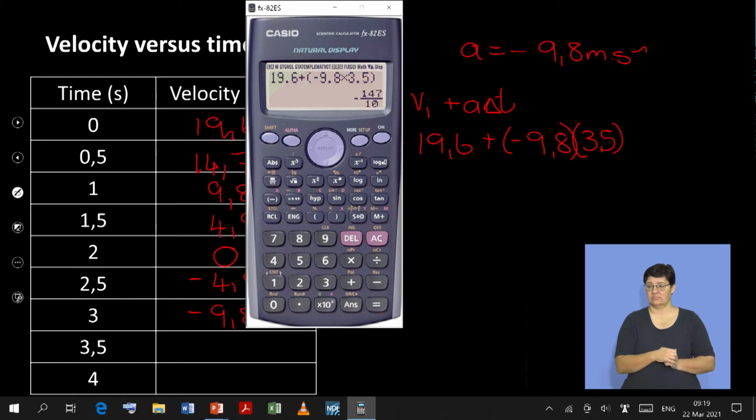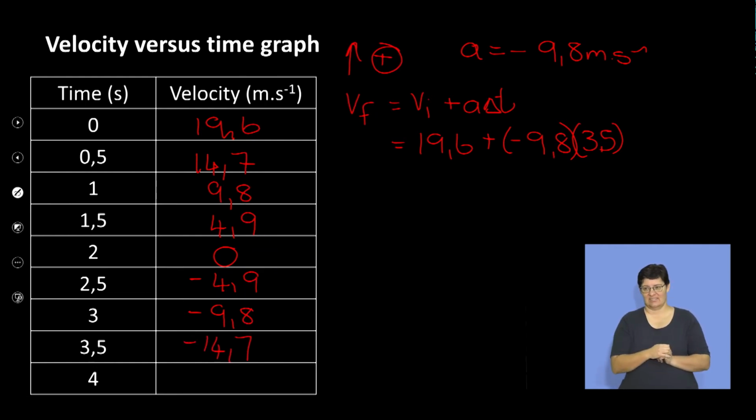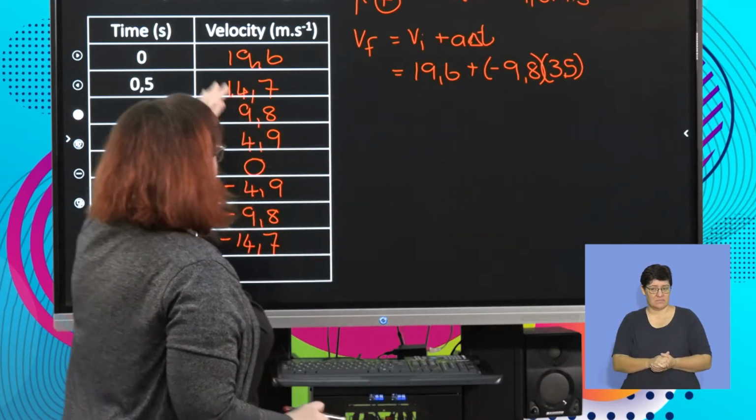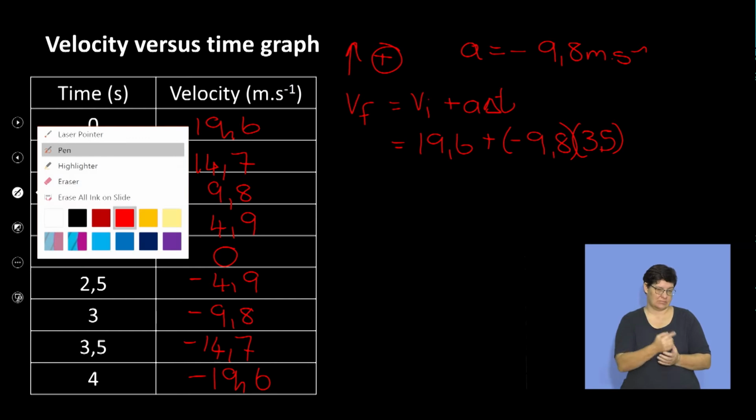Okay, close my bracket. Oh, look, 14.7. So what do we think the very final velocity is going to be? If we look at the trends, it went 19.6, 14.7, 9.8, 4.9, 0. Then it started again, minus 4.9, minus 9.8, minus 14.7. So I'm going to make a prediction, and I think this final one is going to be minus 19.6. Let's just check though, because you never know.